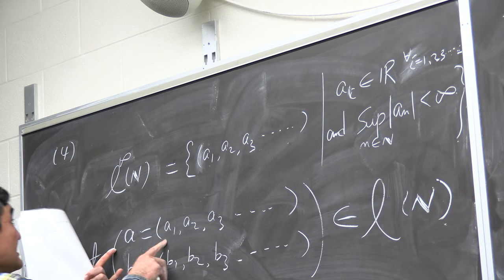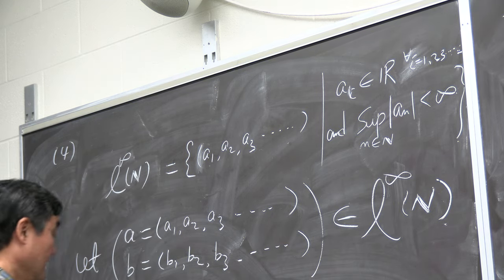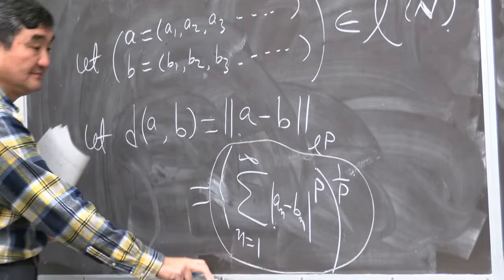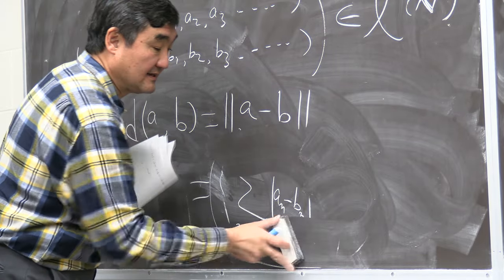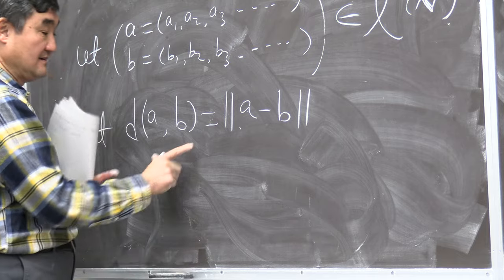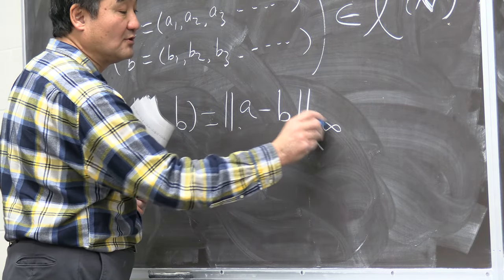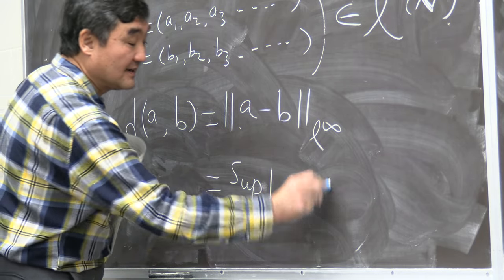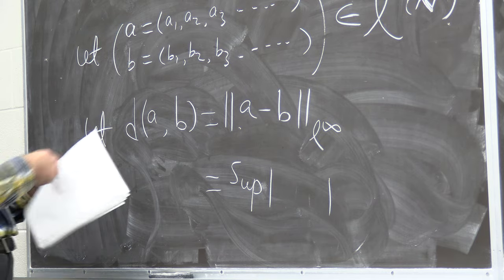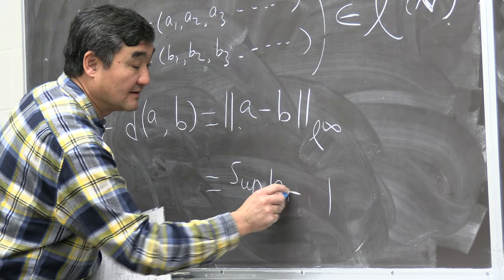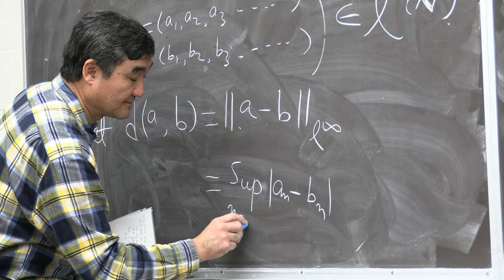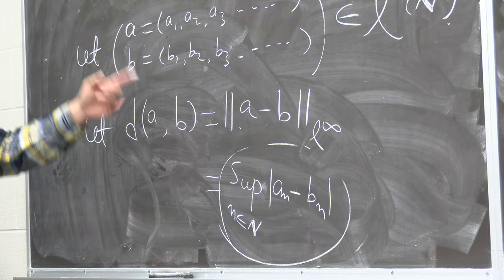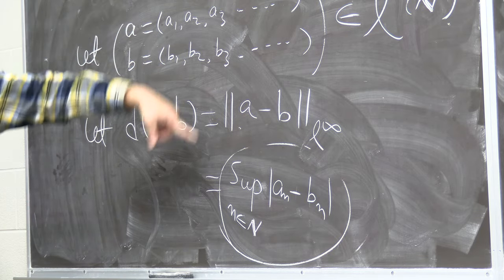So let's take two different sequences in L infinity. And then how do you define their distance? Their distance is defined by the L infinity norm of their difference, which is the same as what? The supremum of the difference between the terms of the sequences. Yeah, that's the definition of the distance between two sequences in L infinity.